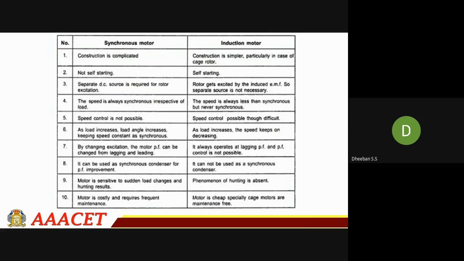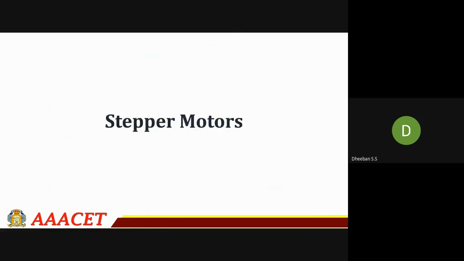Coming to the comparison between the induction machine and the synchronous machine, here you will be considering only the motor. We are comparing with respect to your motor. In a synchronous motor, your construction will be complicated, because for the rotor, separate excitation is needed. So the construction is complex, whereas in case of an induction motor, it is somewhat easier when compared to a synchronous motor.